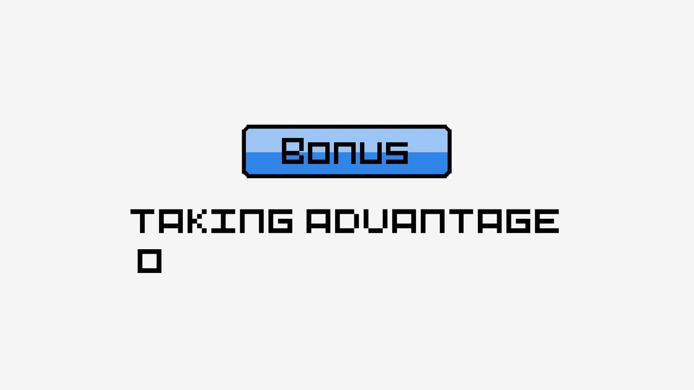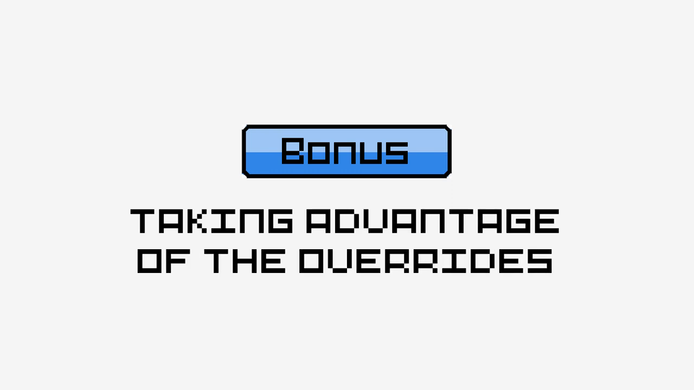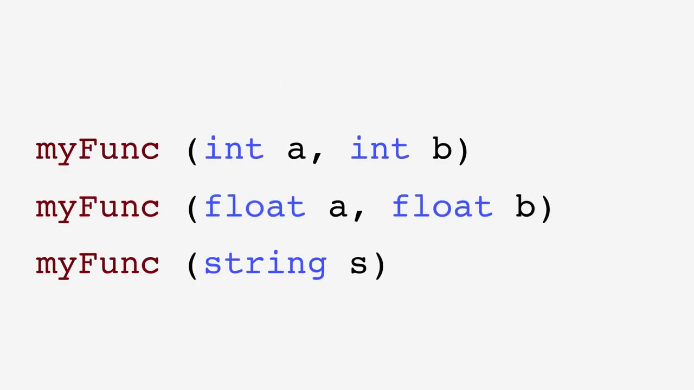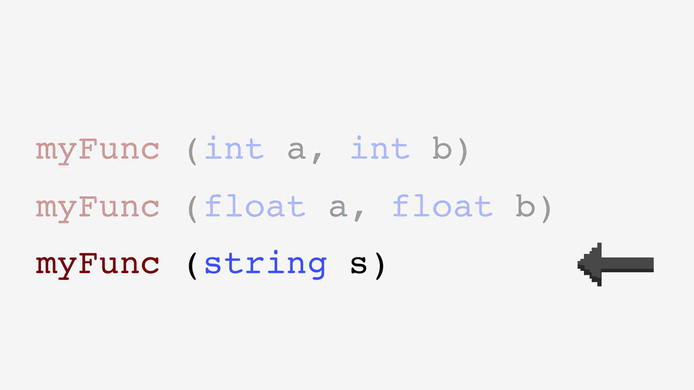Bonus: taking advantage of the overrides. Just before we end this video, I want to point out that in C#, just like in many other programming languages, you have this really neat feature of function overrides to let you call the same function in multiple ways. The idea is that you define several prototypes for the same method, and so depending on the parameters that you pass in, the engine will automatically look up the list of possibilities and use the matching logic.